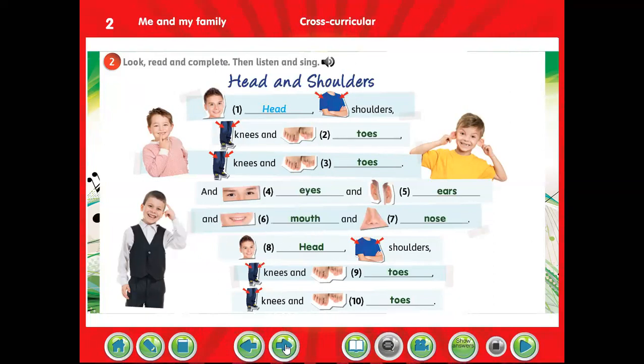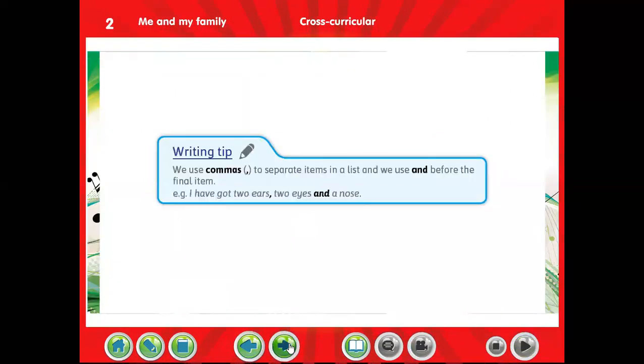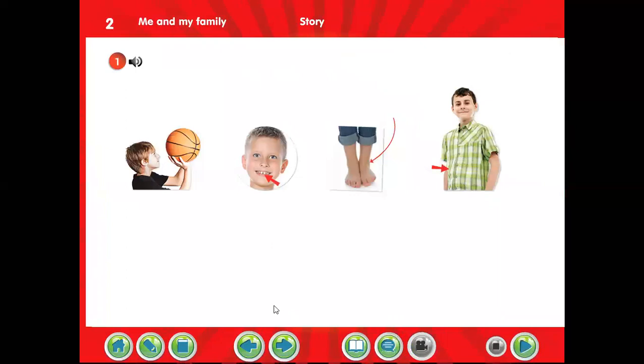Okay, let's continue with the book, please. Then we are going to work on the composition. But let's continue with the book. Page 24, please. In the books, 24. And in this story, we are going to learn more body parts. This is the vocabulary this time, okay? Listen and repeat.